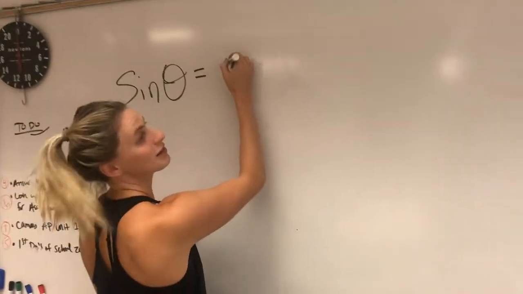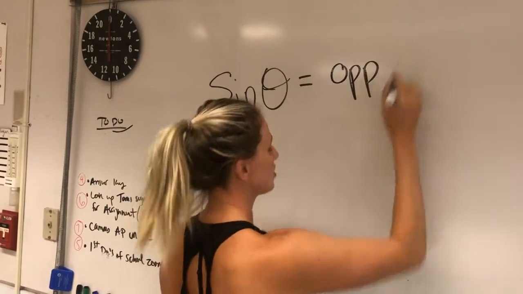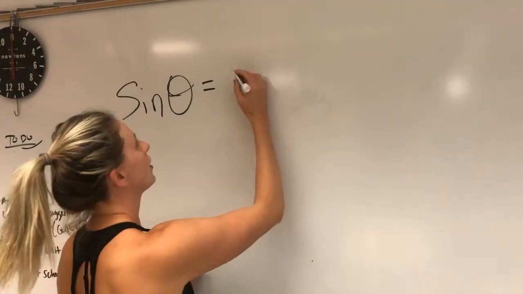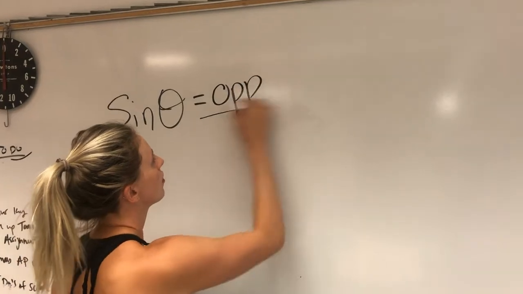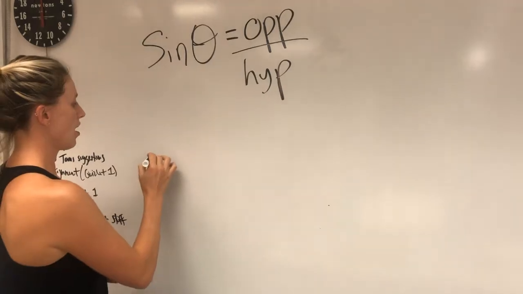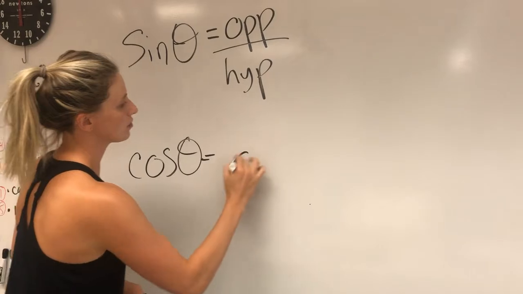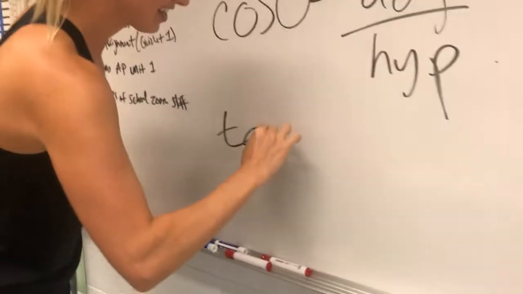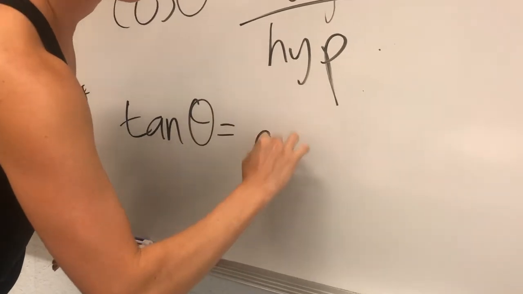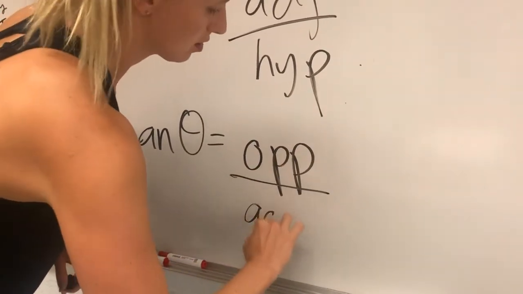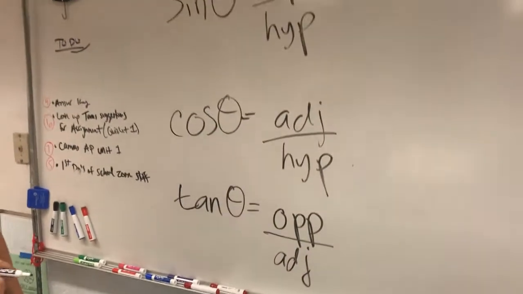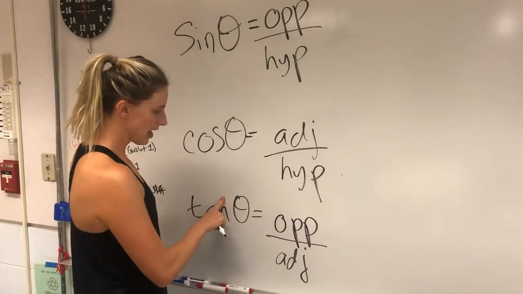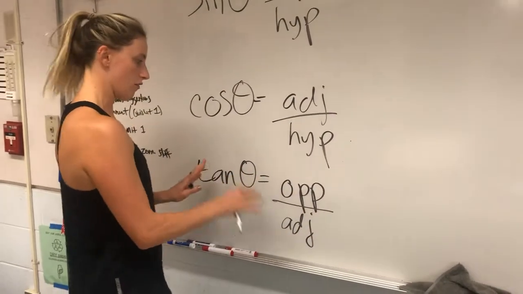I hope so. We're at this point, right? So I'm going to go ahead and write opposite over hypotenuse. Cosine theta equals adjacent over hypotenuse. Tangent theta equals opposite over adjacent. And that's just like A is equal to B over C, isn't it? If you wanted to solve for one of those, I could solve for one of these.